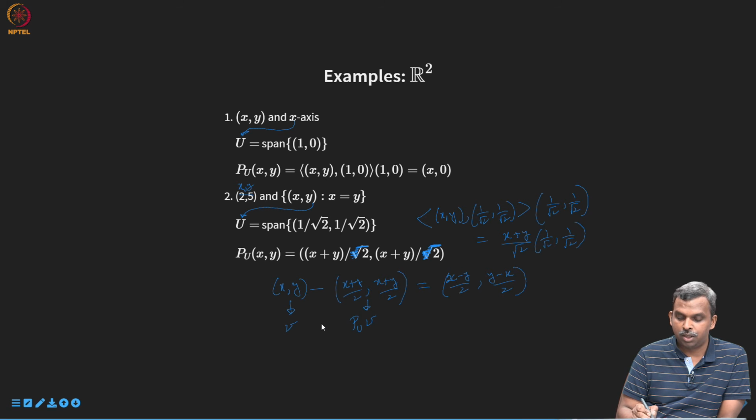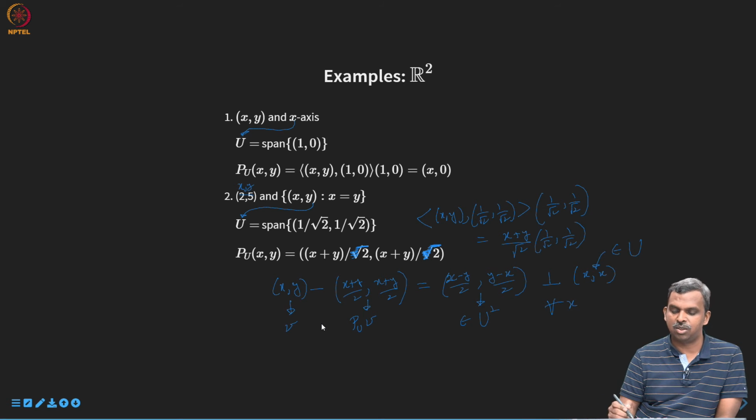And U is what? The x equal to y line. So this should be perpendicular to x comma x for all x, right. So this is a point in U. This is a point in U perp. You can check all these things. So these are nice to see.